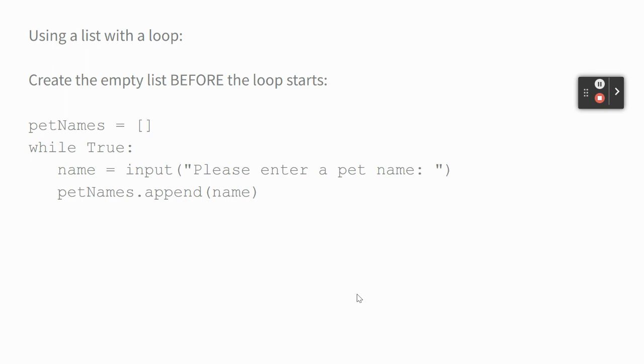And so that loop, first of all, obviously would run forever. But you could enter a lot of pet names before you got bored. But it's important that this pet_names equals empty brackets is not inside the loop. Otherwise, it would just make the list empty again every time the loop started over. But we have to create the list empty, and then you go into the loop, and you can add things to the list.